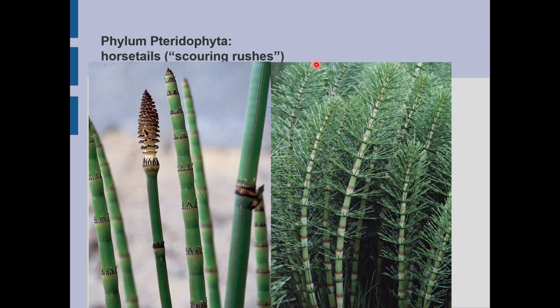The next type of ferns are horsetails, and this is a horsetail that actually can be used to wash the bottles.